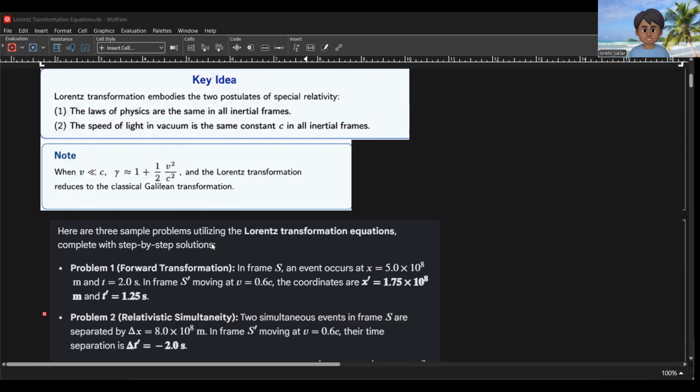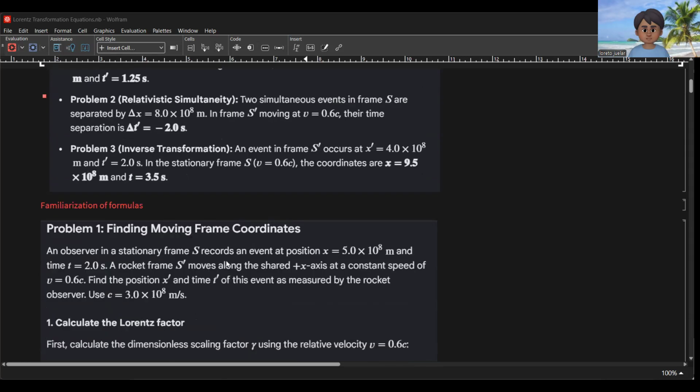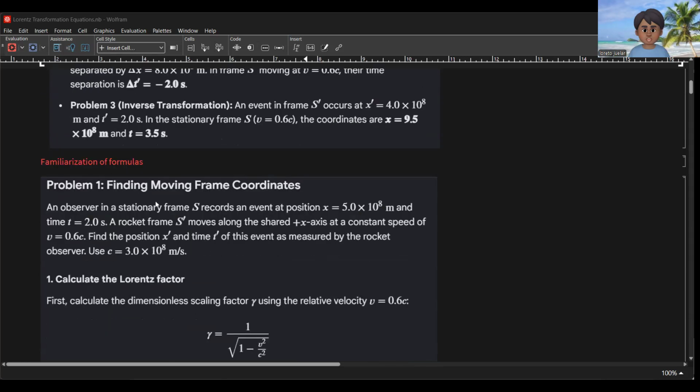So here are three sample problems utilizing the Lorentz transformation equations, complete with step-by-step solutions. So we have problem 1, problem 2, and problem number 3 here. So for problem number 1, finding moving frame coordinates here.